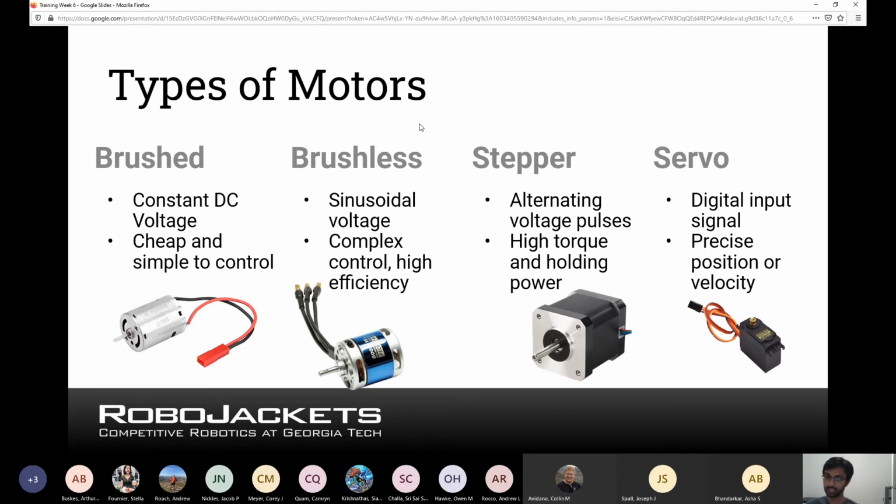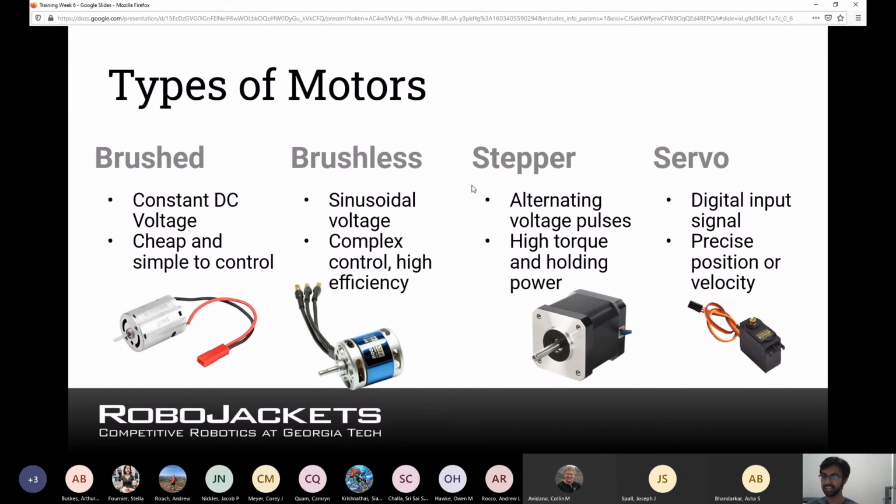And following that, we have brushless motors, which rather than using a constant DC voltage, you have to apply a sinusoid voltage pattern to them. And so this makes the control of a brushless motor much more complicated than it is for a brushed motor. However, you get the benefit of being very efficient, because unlike brushed motors, which have brushes as per the name, and the brushes generate friction, they generate heat, and they cause you to lose energy, brushless motors have almost no touching components inside them, so there's really no friction. They're very smooth and thus high efficiency.